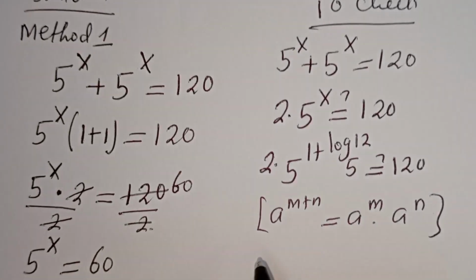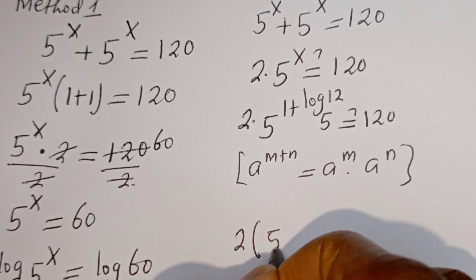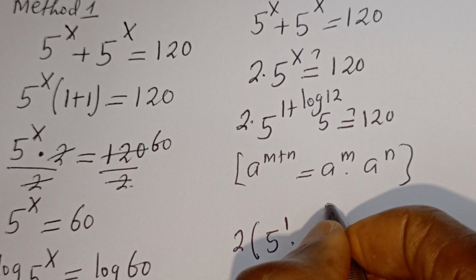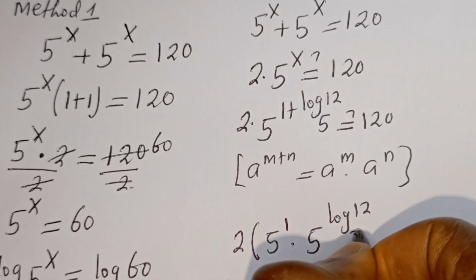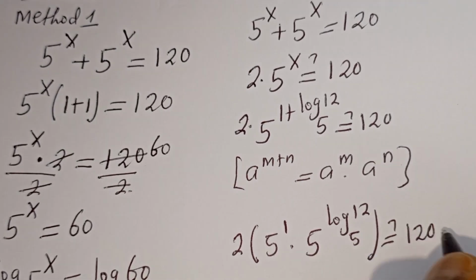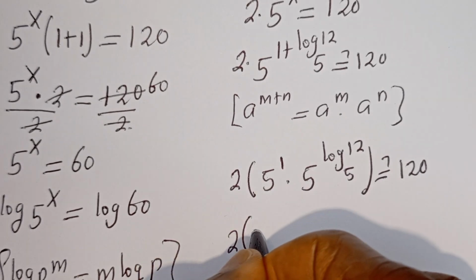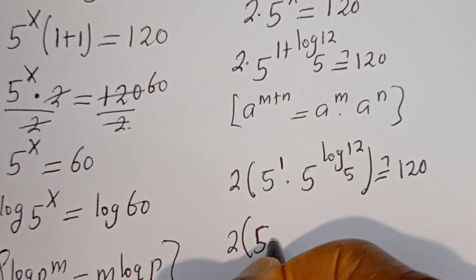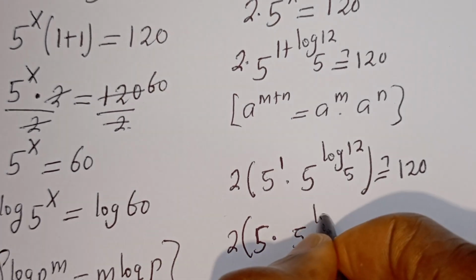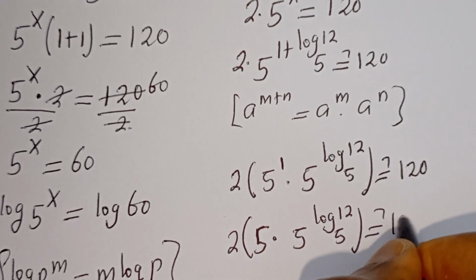Then this can be written as 2 multiplied by, here is 5 to the power of 1 multiplied by 5 to the power of log 12 base 5 must be equal to 120. Then here is 2 bracket 5 to the power of 1 is 5 multiplied by 5 to the power of log 12 base 5 must be equal to 120.